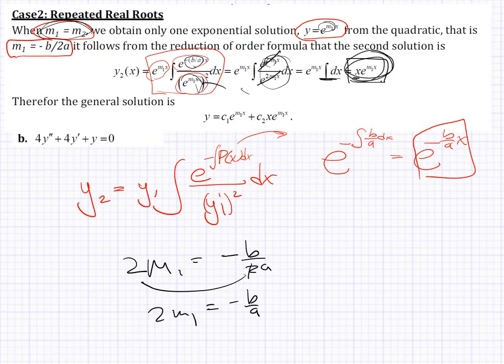So then we put that together and say, well, then the general solution should be the first solution plus the second solution. So c1 e to the m1x plus c2x e to the m1x should be how we solve a differential equation if we have repeated real roots. So here's an example.